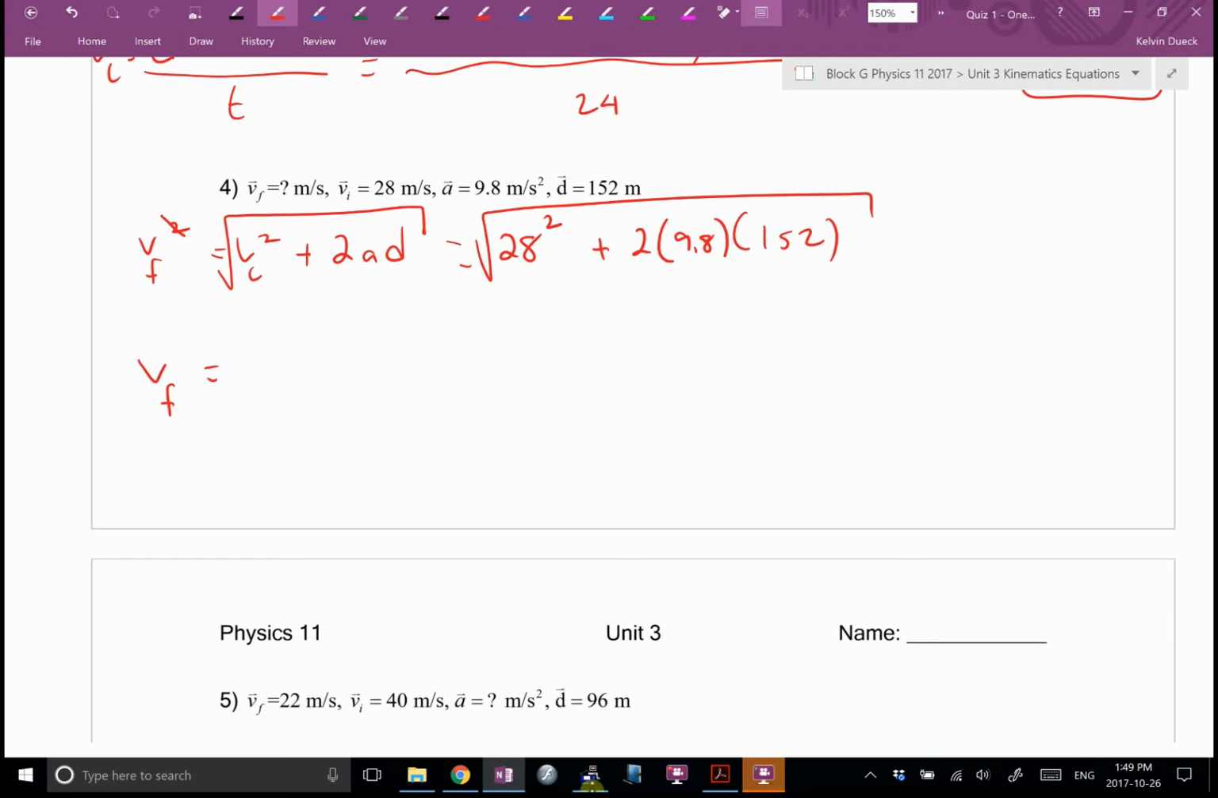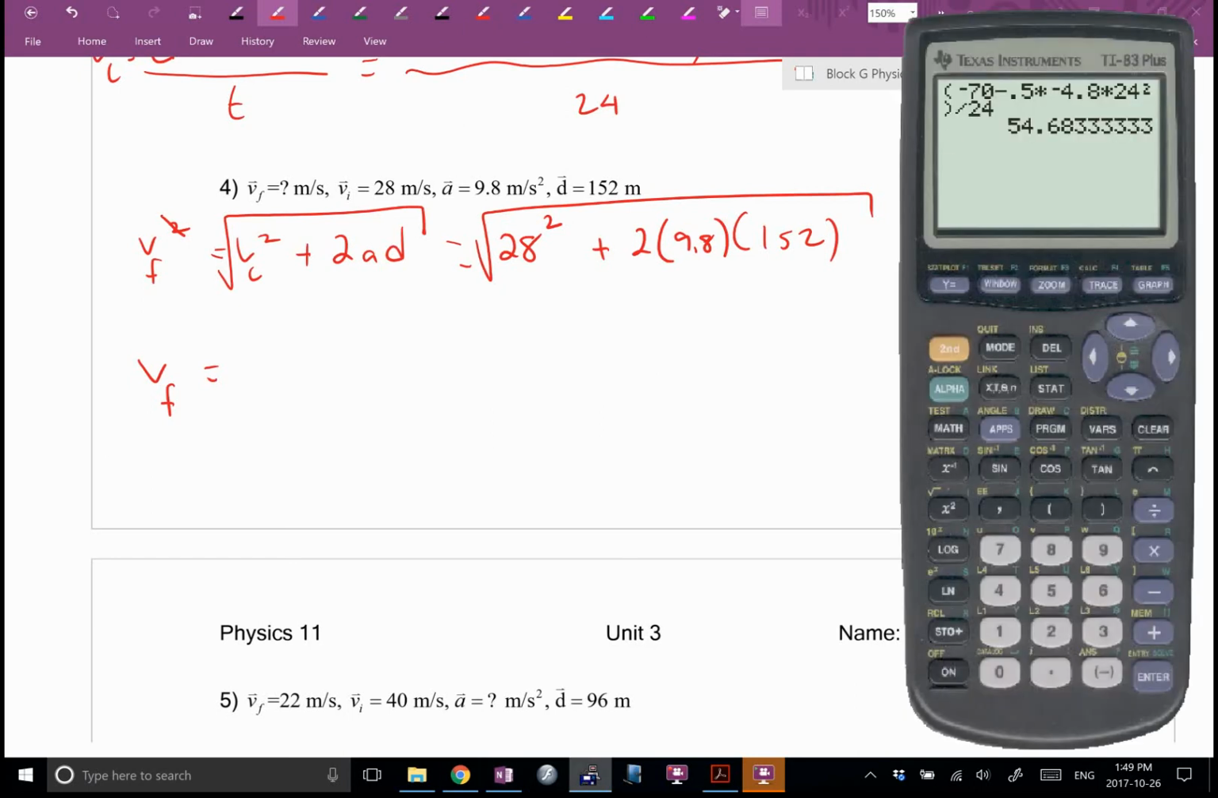For me, when I have complicated square roots, rather than trying to track it all in brackets, I type what's inside the square root first. 28 squared plus 2 times 9.8 times 152. I then hit equals, and then I go square root answer button. I think I went on a rant the other day. You all learned where your answer button was, yes? You get 61.34, 61.3, 61, but I'll go 61.3, am I right?